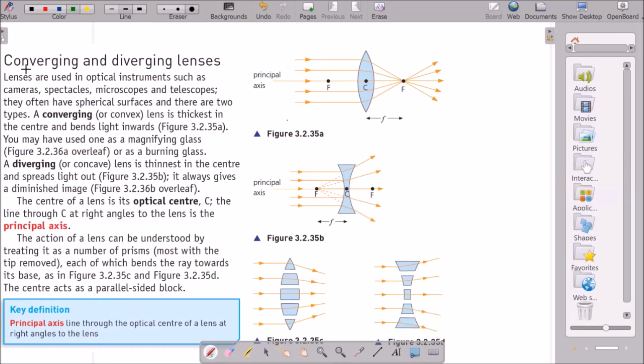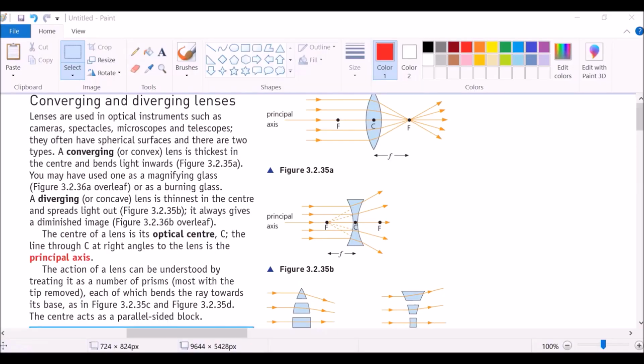Now we go to converging and diverging lenses. Lenses are used in optical instruments such as cameras, spectacles, microscopes, and telescopes. Lenses use the principle of refraction, which is the bending of light. That is, they allow light to come in and then they change the direction of the light. For a converging lens, light is bent inwards. This is an example of a converging lens where light is bent inwards.